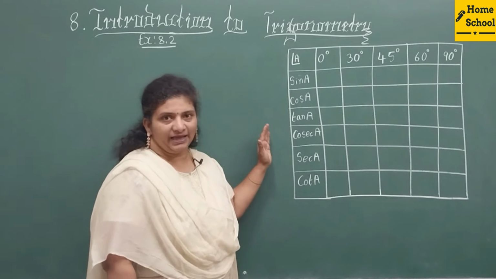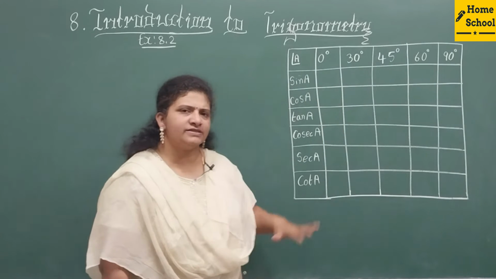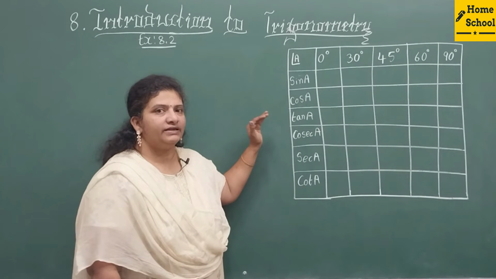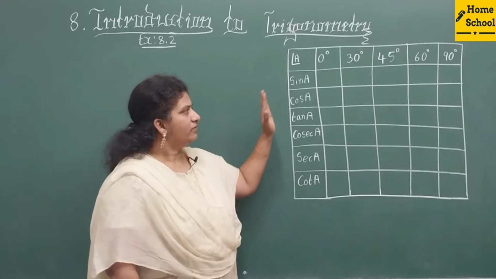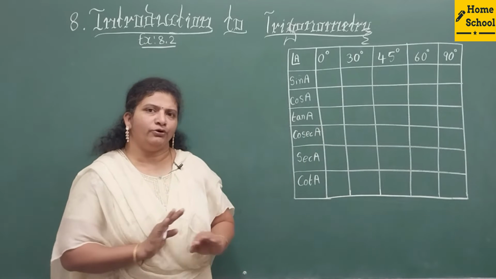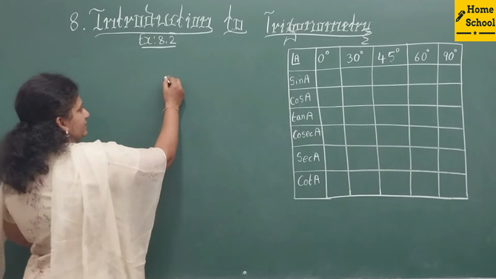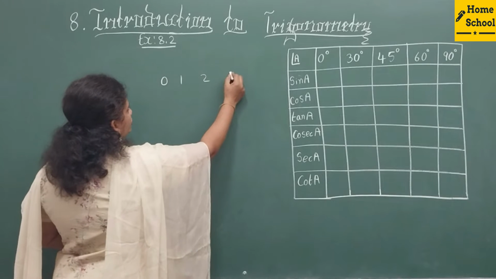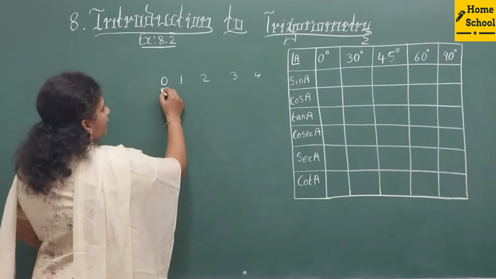If angle A is acute, between 0 degree and 90 degree, for some angles we are going to take the table: sin A, cos A, tan A, cosec A, sec A, cot A. Right? If you can't remember the full table, no problem. I'll give you easy techniques. First, write 0 to 4, that is 0, 1, 2, 3, 4. Divide by 4.